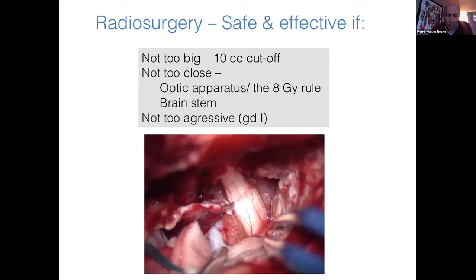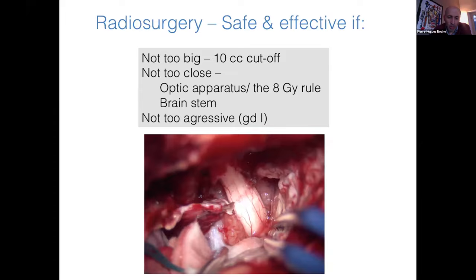This is here the illustration of a contraindication of a gamma knife. You have here a resection of the ACP from the left side, and you can see the relationship between the meningioma and the optic nerve. This is a clear contraindication for gamma. I won't promote the gamma here.